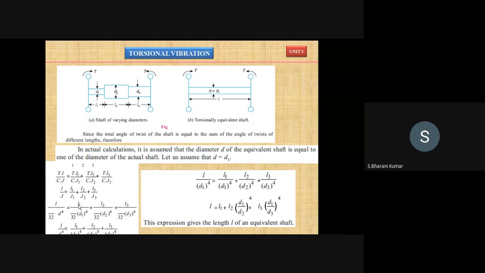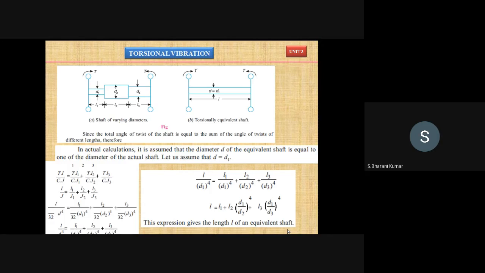Again the same terms get cancelled, so pi by 32 gets cancelled here. So L by d to the power 4 equals L1 by d1 to the power 4 plus L2 by d2 to the power 4 plus L3 divided by d3 to the power 4. That is what is written here, after rearranging. L is the total length, L equals L1 plus L2 into (d1 by d2) to the power 4 plus L3 into (d1 by d3) to the power 4. So L is the length of the equivalent shaft.